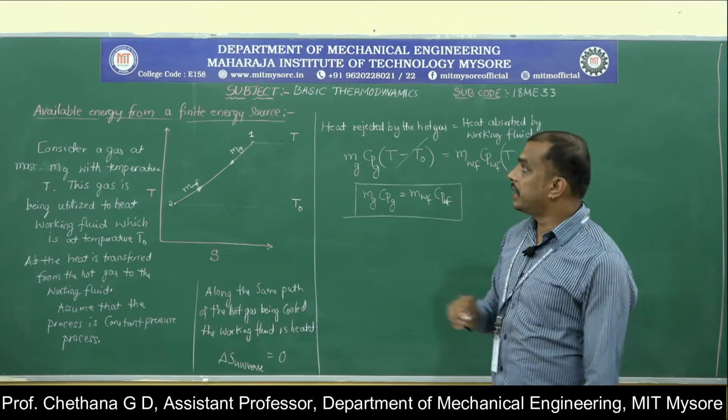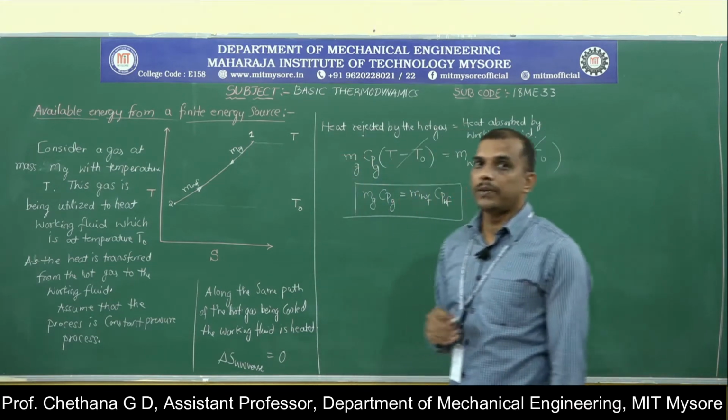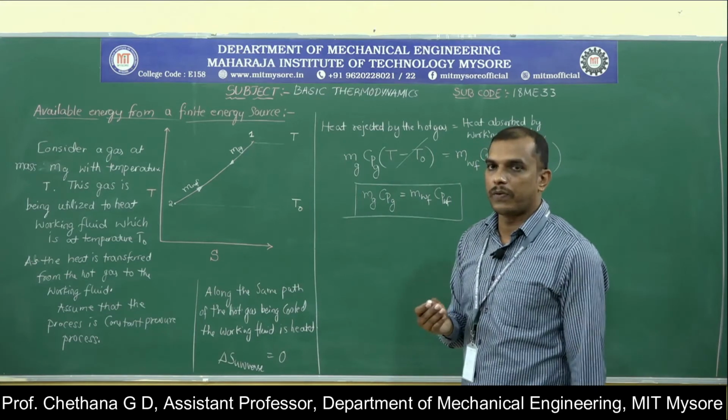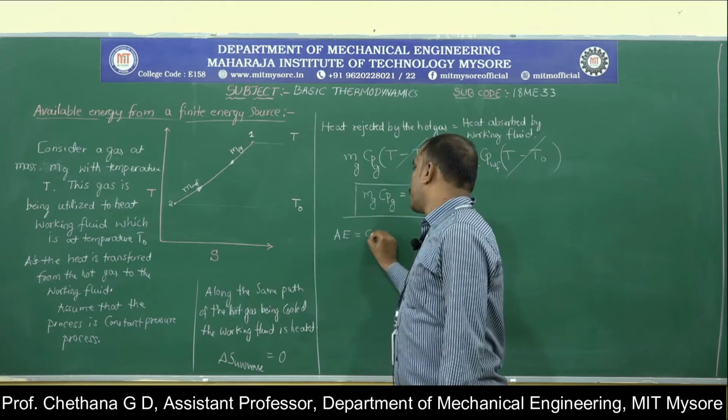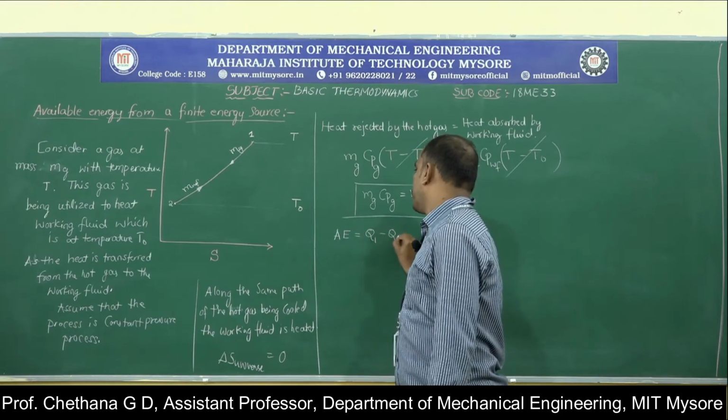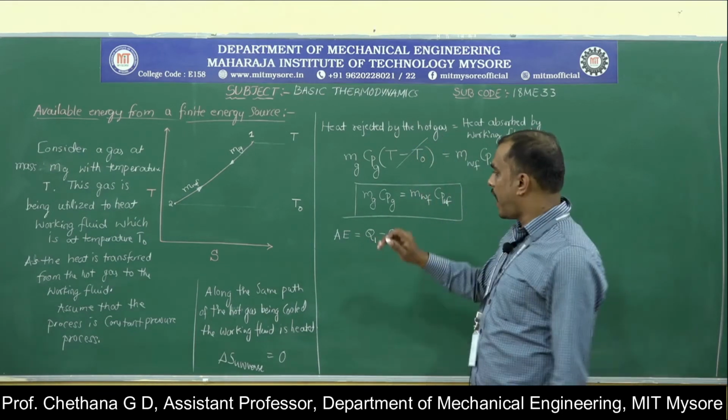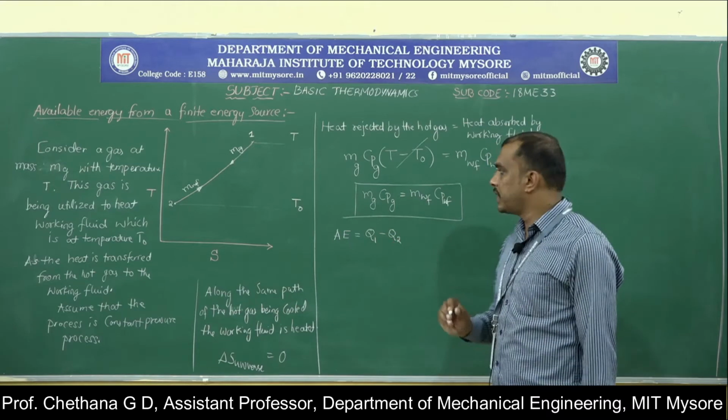Now, what are we interested in? Available energy. In order to get the available energy, available energy will be Q1 minus Q2, that is, heat added minus heat rejected.